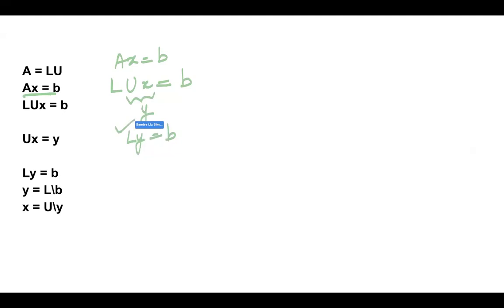You know what a lower triangular matrix is. You know the B matrix, right? Now the only unknown is y. How do you find y? This is the inverse of L multiplied by B. Or you can do L backslash B. This will give the same answer. You will get y.